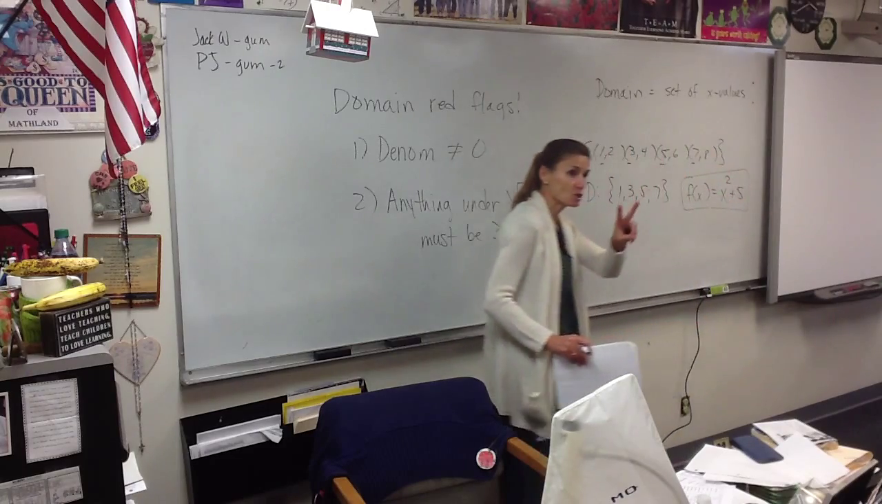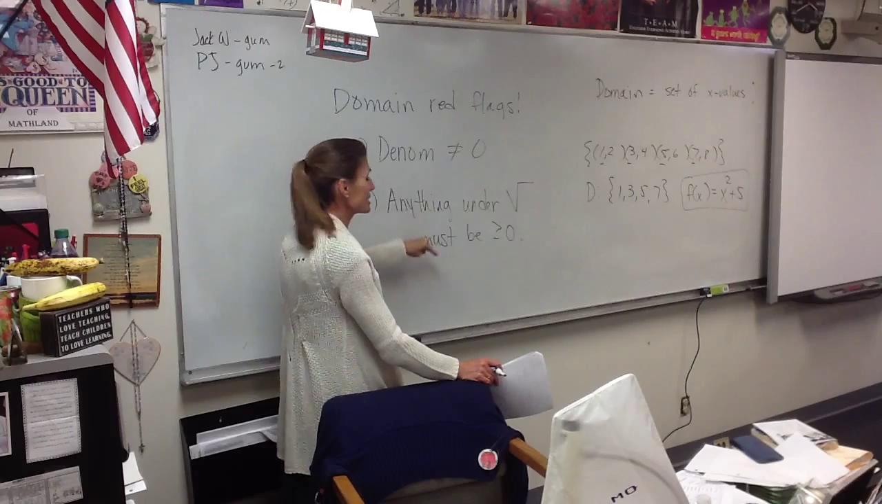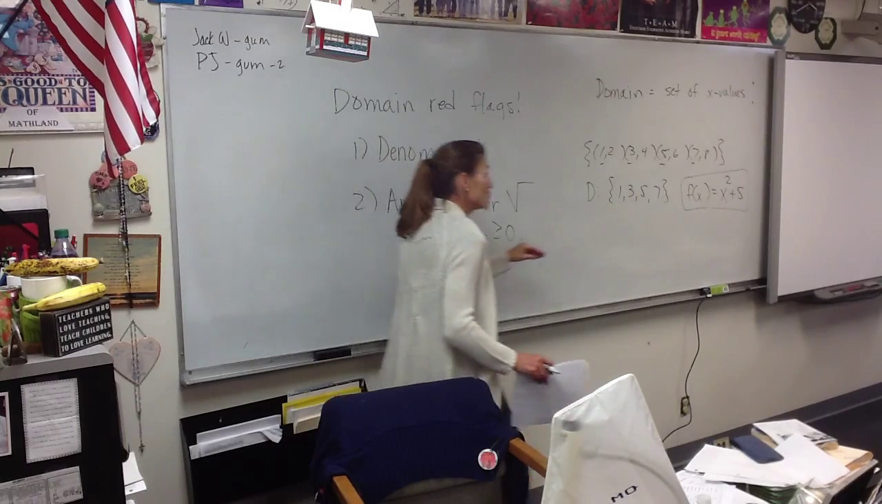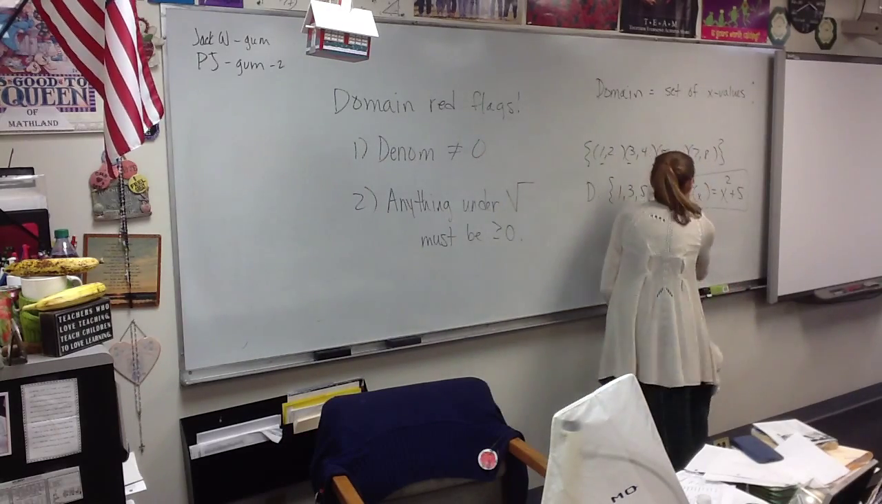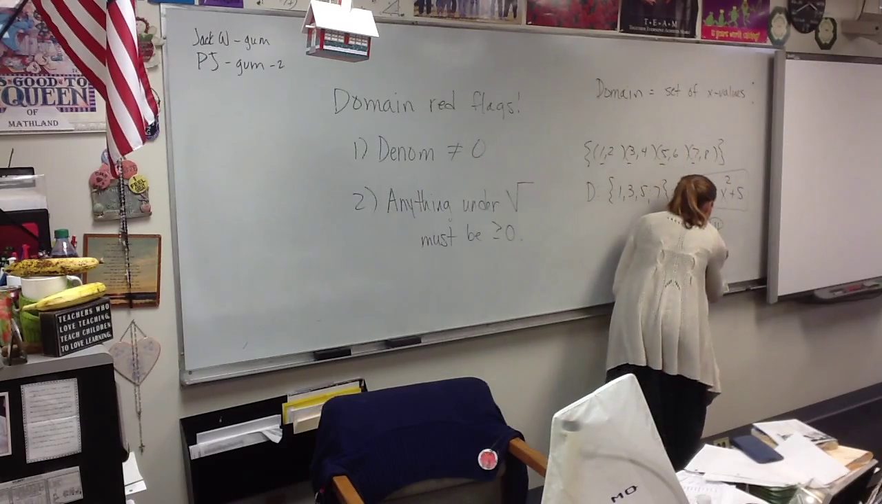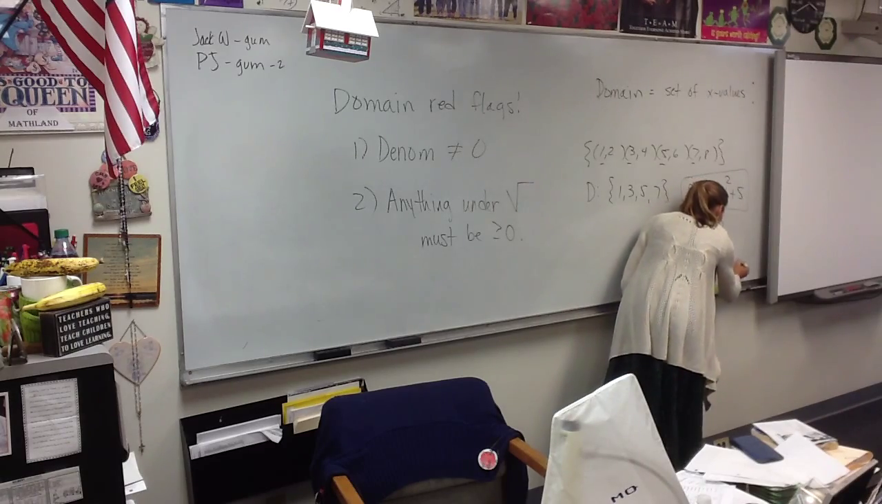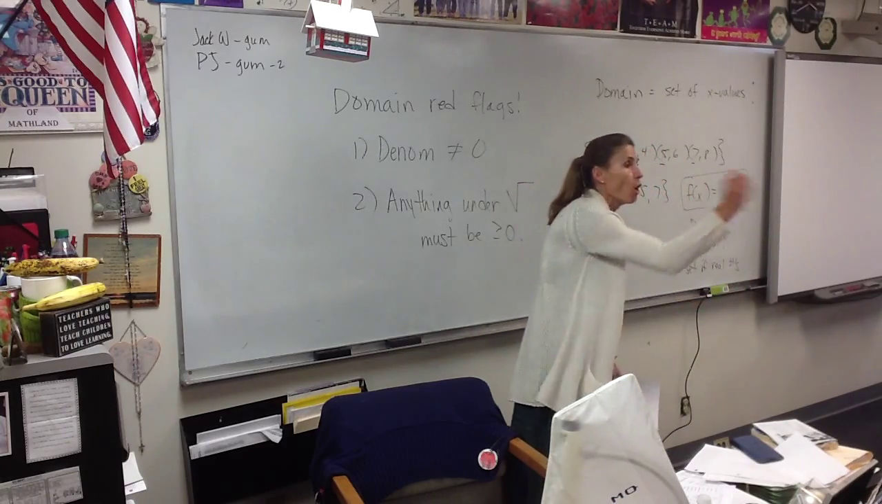All right, boys and girls, I just told you there are two red flags, denominators and radicals. If you don't have either one, your domain is the set of real numbers. That is the symbol for the set of real numbers. So you could write all reals.